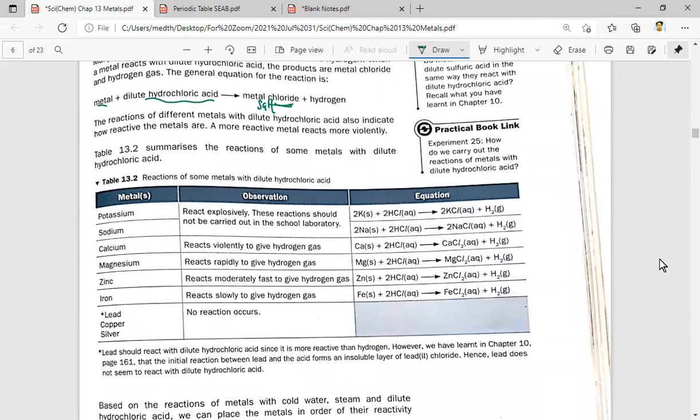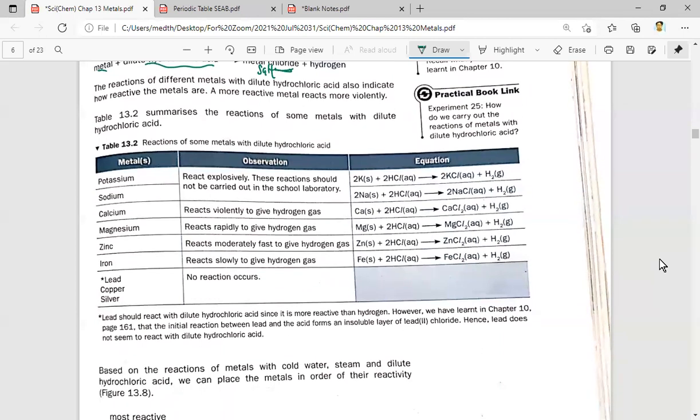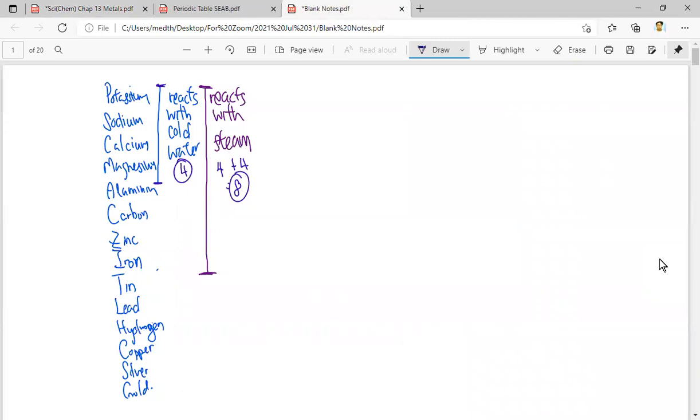Which elements can actually react with dilute hydrochloric acid? Based on all this, you realize it is exactly the same. But I want us to look at the bottom here. Lead should react with dilute hydrochloric acid since it's more reactive than hydrogen. What does this statement mean? It means that for an element to react with acid, you just need it to be higher than hydrogen in the table, which means for acid, from potassium all the way until lead. All of this can react with acid.